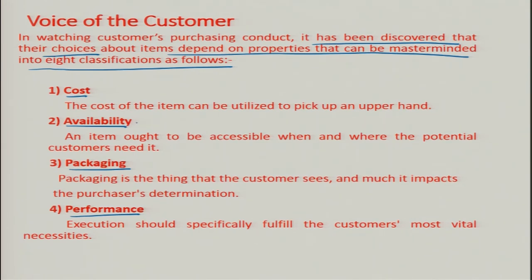Availability. Is it available locally, or do I have to get it from some global market, or can I discover it? That is availability. An item ought to be accessible when and where the potential customers need it. Packaging. Packaging is the thing that the customer sees, and much it impacts the purchaser's determination. So does the packaging look appealing? This is a question that the customer might ask himself.